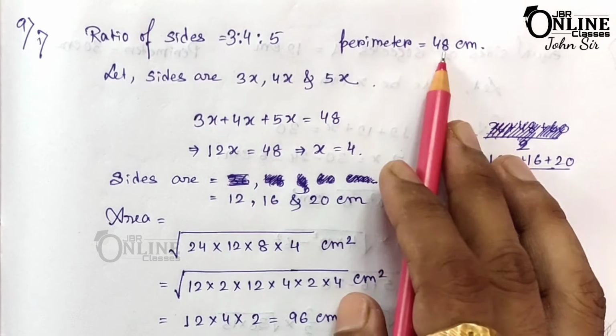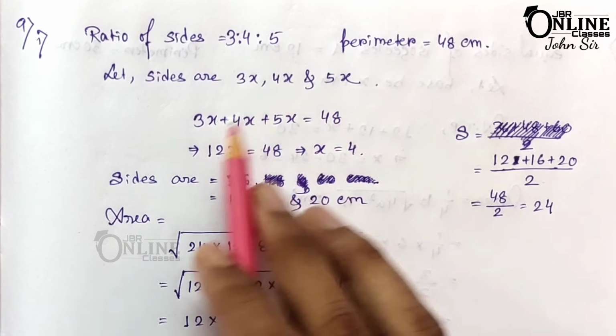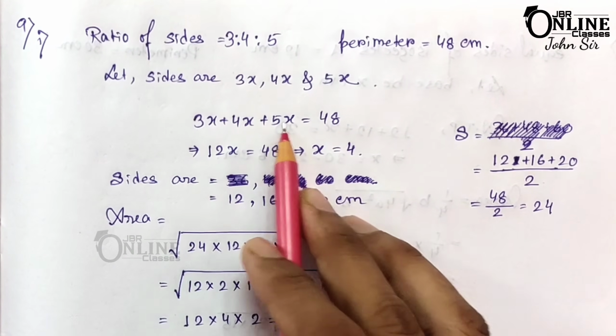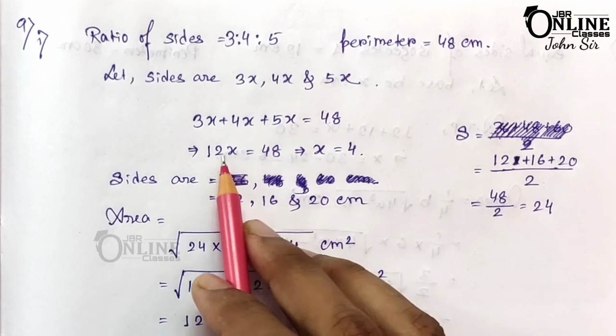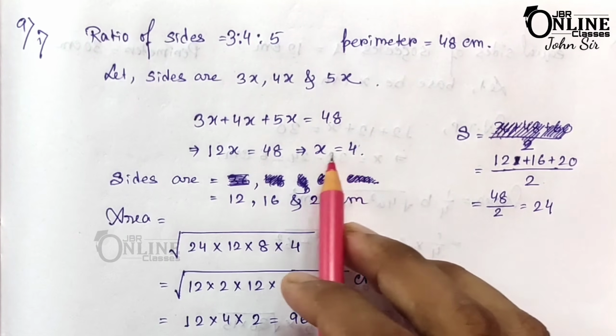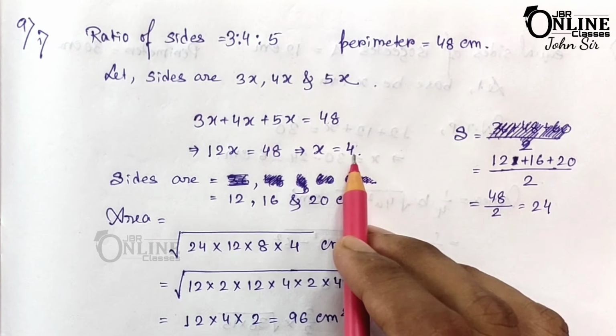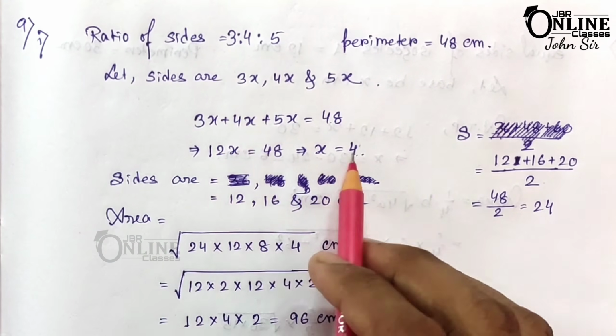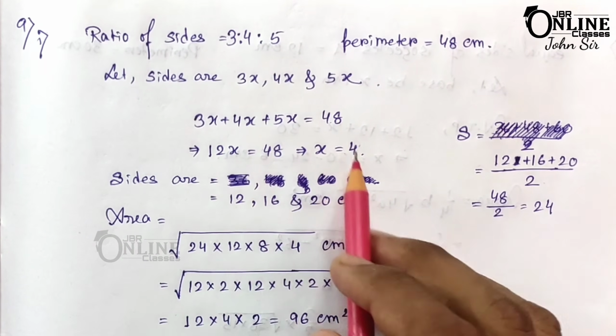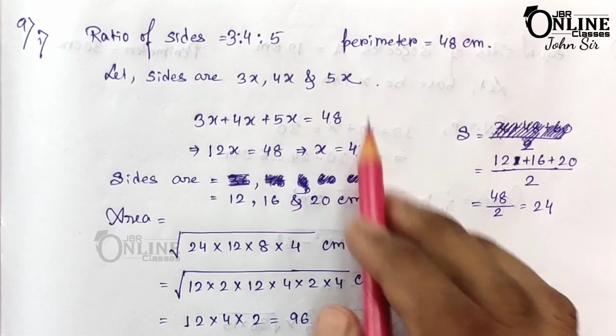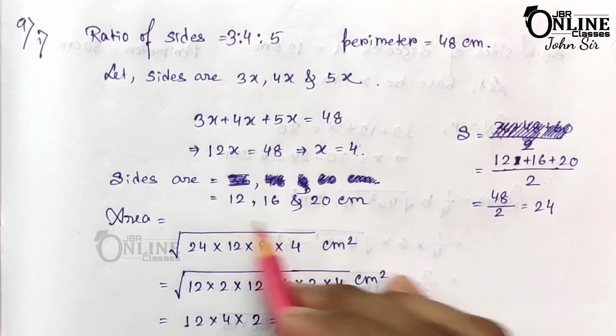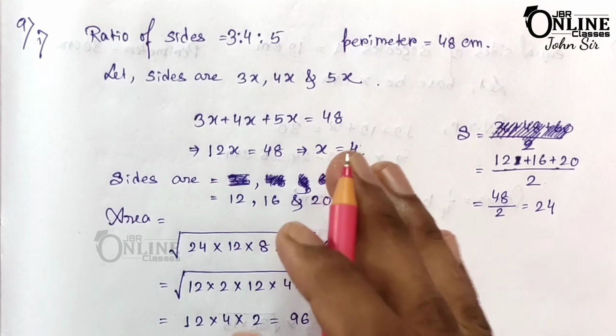Now the perimeter formula is the addition of three sides. So 3x plus 4x plus 5x equals 48. From that, x equals 4. If the constant x equals 4, then the sides will be 4 into 3, so 12, 4 into 4, 16, 4 into 5, 20. So these three are the sides of the scalene triangle.